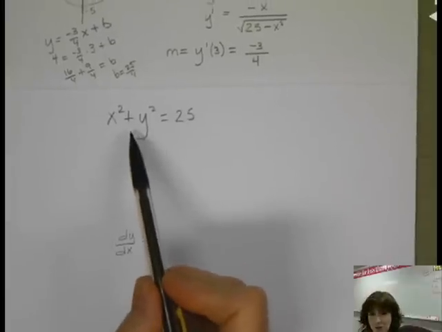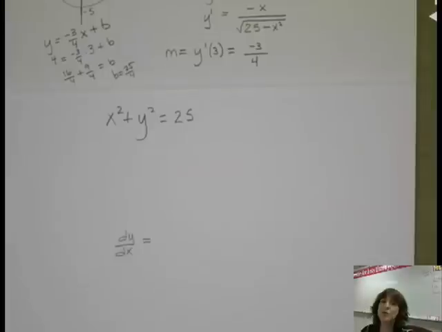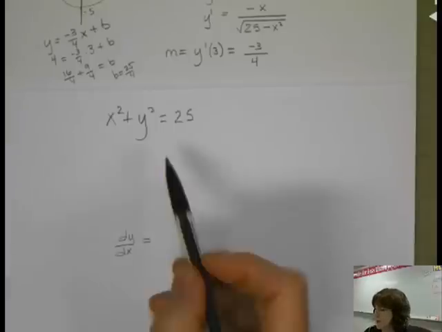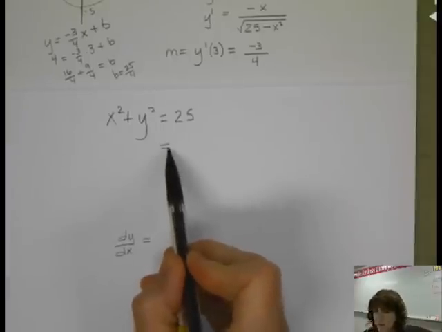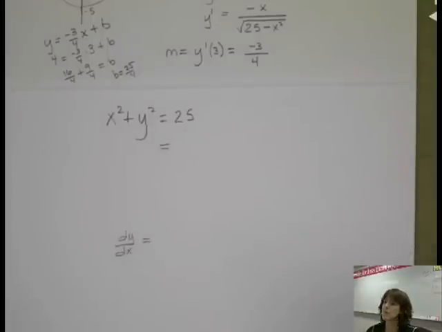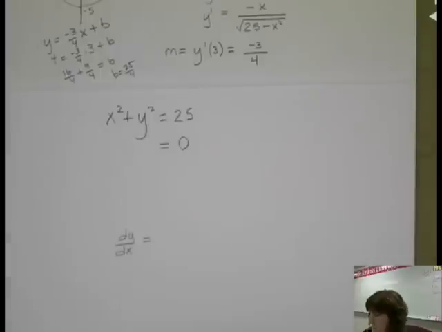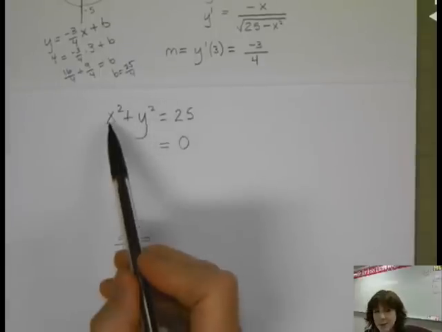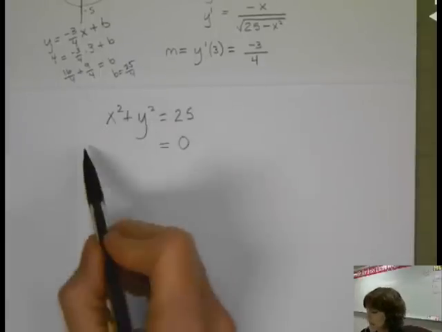So what we're going to do here is we are going to go through and differentiate both sides of this equation in terms of x. With respect to x, I'm going to keep saying it like that. Take the derivative of this with respect to x. So I'm going to do the easy side first. The derivative of 25 with respect to x is 0. The derivative of x squared in terms of x is 2x.